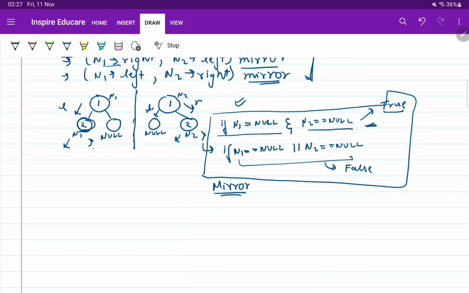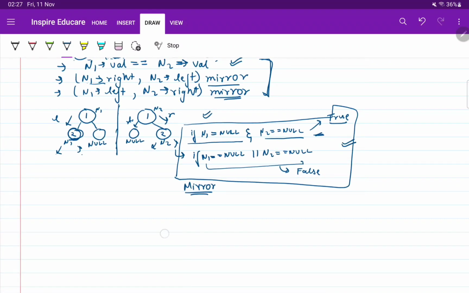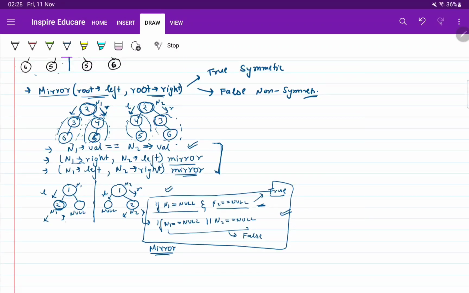mirror of each other, right? Then it would have written true. So this will be the base case of our mirror function. So I hope you understand.